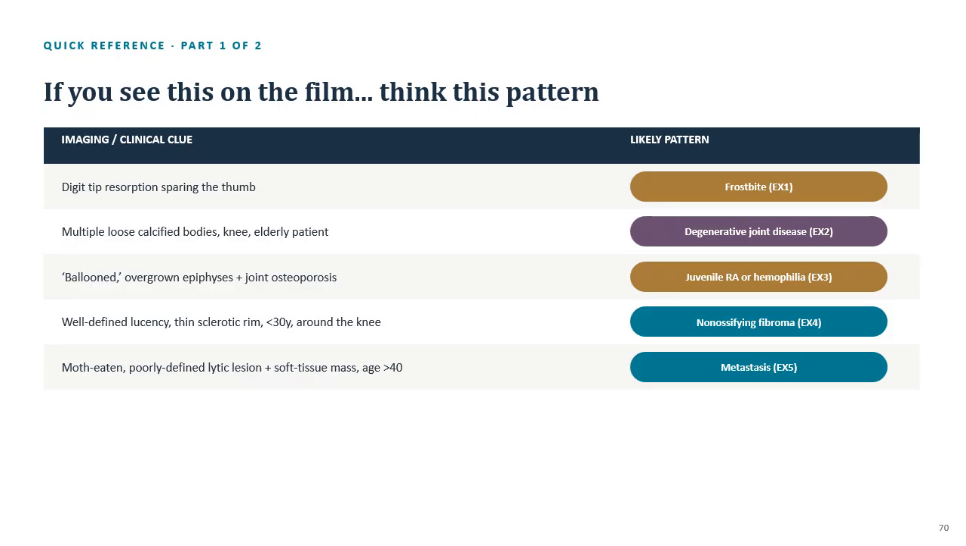And if we're seeing something that's moth-eaten or poorly defined, they tend to think about lytic lesions within a soft tissue mass, especially if we're talking about a patient over 40. They might become concerned with a metastatic disease process. So again, as we talked about throughout this extremity pattern chapter, we want to take a look at the age, the location, the border, and also we want to associate the findings with the clinical history.